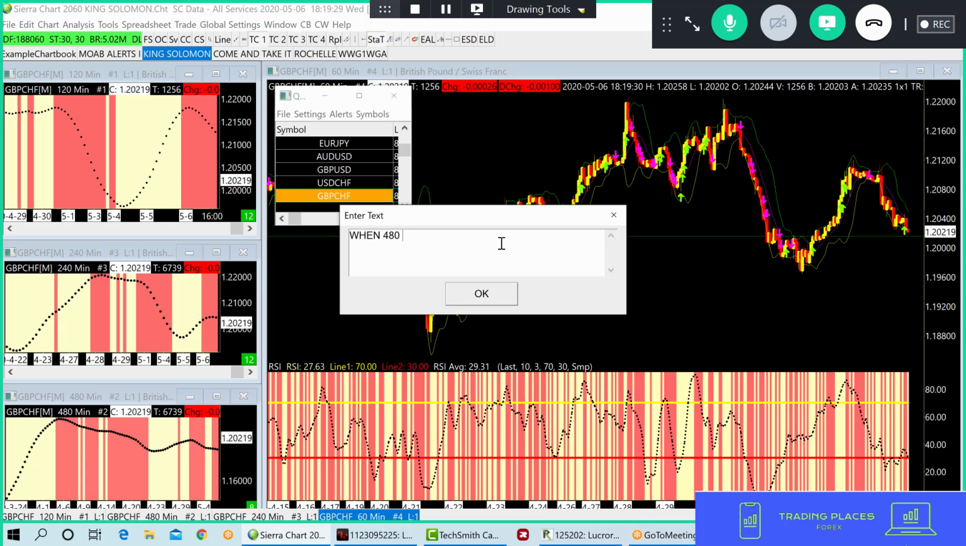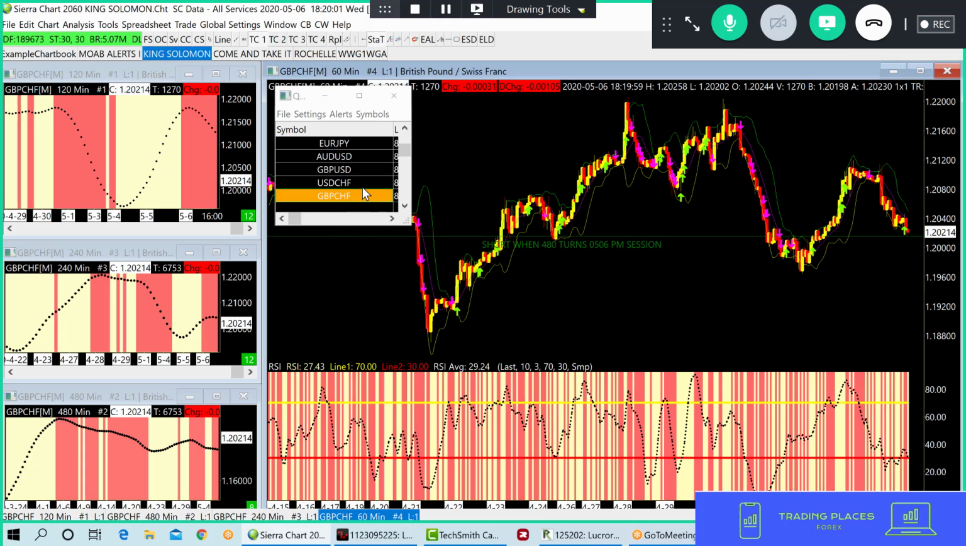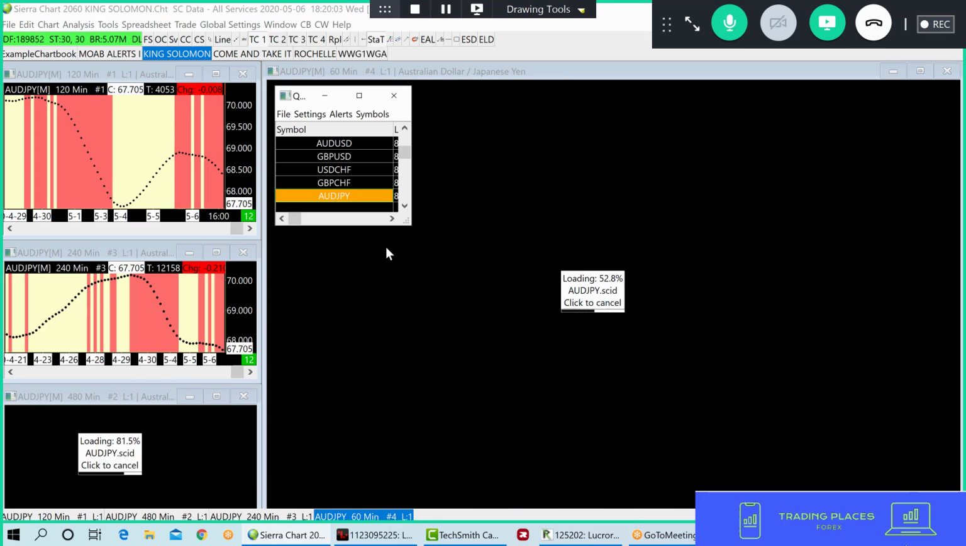When 480 turns. Now when I say indicators turn, that means none of them have turned. But in this case, the 120 and the 240 have already turned, and the 480 is getting ready to turn. So when it turns, I forgot to put the direction. Short when 480 turns. Okay. We'll do a few more and then see if we can do some scalping.